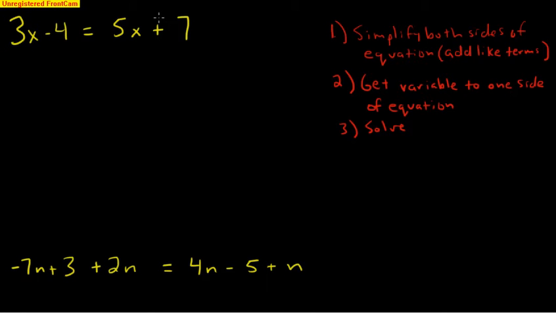Lesson 26 is one of our "more" lessons. You'll notice it says more complicated equations. A lot of times when we have a "more" lesson, that means we're not really learning anything new. And this is the first example, 3x minus 4 equals 5x plus 7.